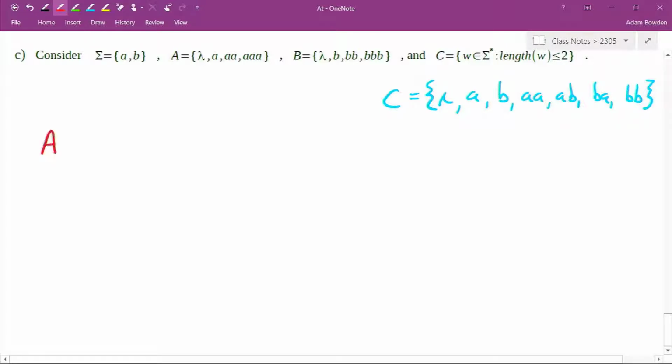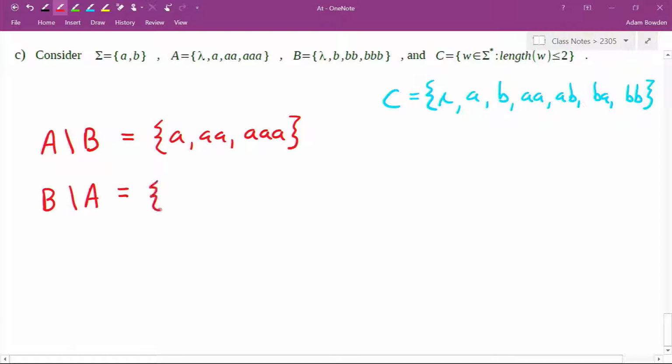Let's do A relative complement with B. Now we take everything in A and remove what it has in common with B. There's only one thing it has in common, and that's lambda. So if we take away that, all that's left is A, AA, and AAA. If we look the other way around, B relative complement with A, same idea. The only thing they have in common is lambda. So if I take that away from B, all that'll be is the B, double B, and triple B words.